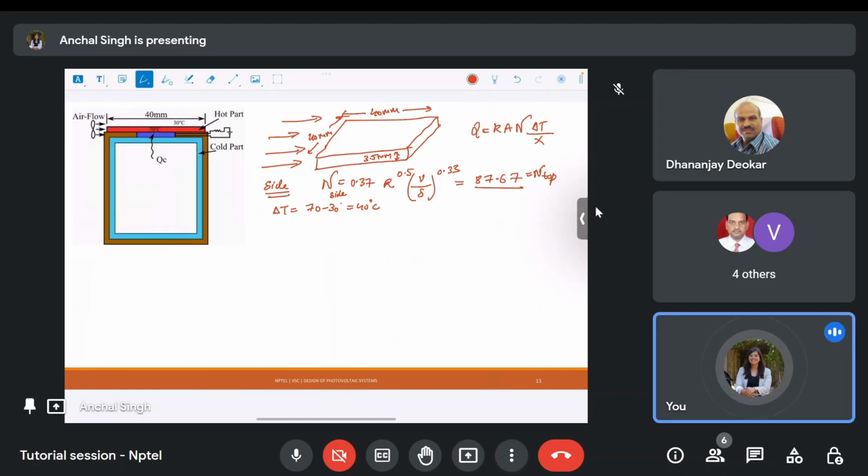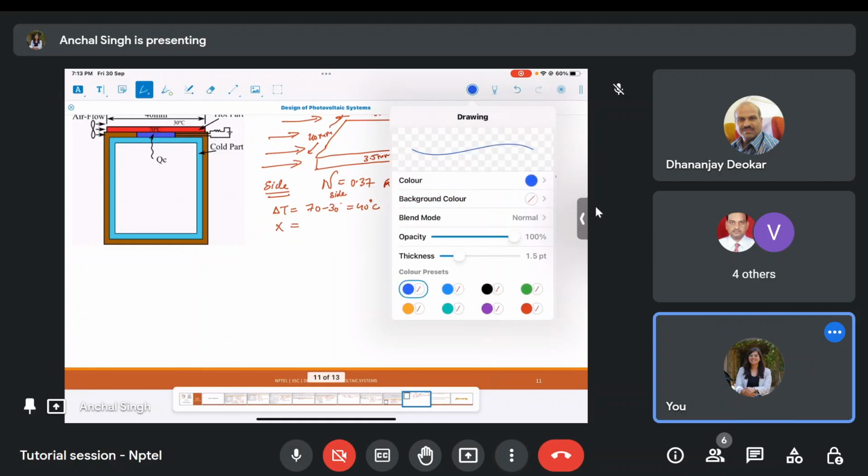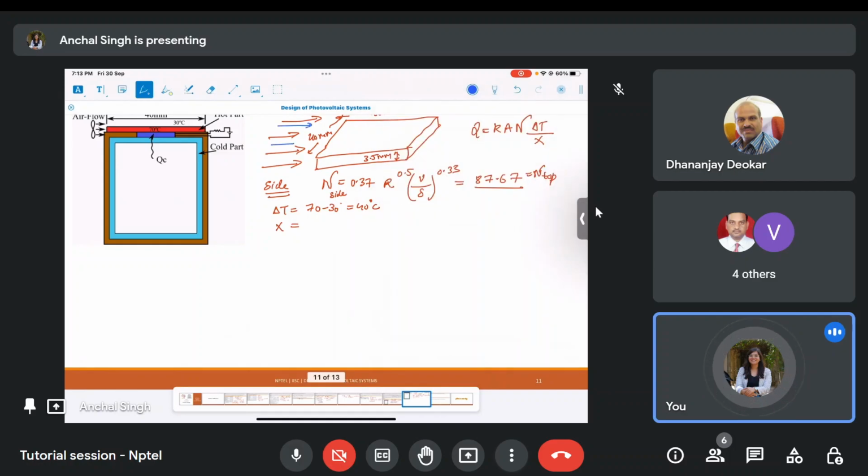So here, delta T is 70. That is, the heat sink is at 70 and ambient is 30. So delta T we have is 40 degrees Celsius, and the characteristic dimension, depending on the heat flow direction, X is 40 mm, right?